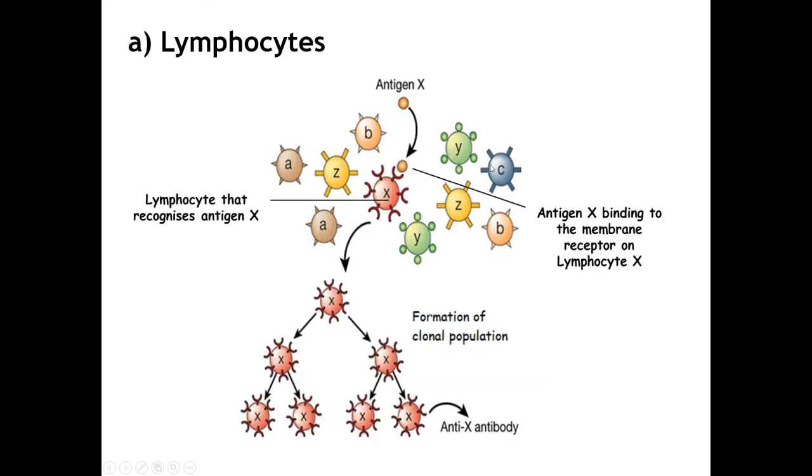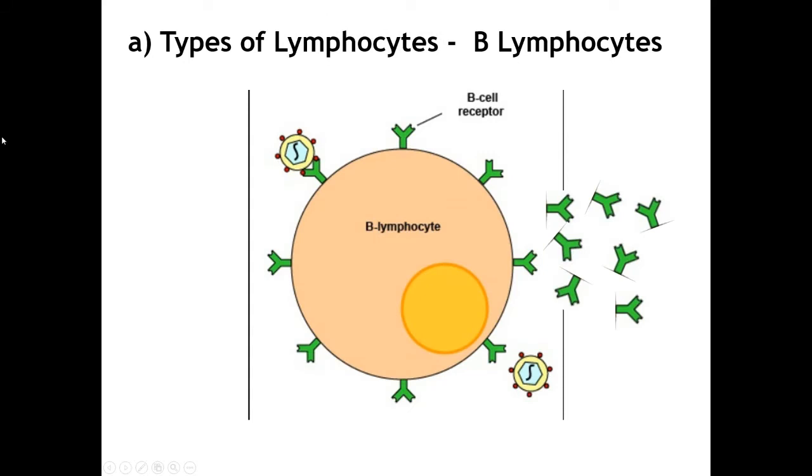If all of these are different types of lymphocyte, only the lymphocyte that is complementary for the pathogen that's in the body at that one time, which has antigen X on it, will go through clonal selection. There are two different types of lymphocyte that we talk about in the course. We talk about B and T lymphocytes. They have very similar starting functions, but they help to destroy pathogens in very different ways.